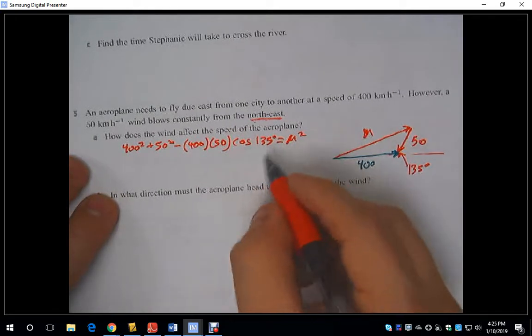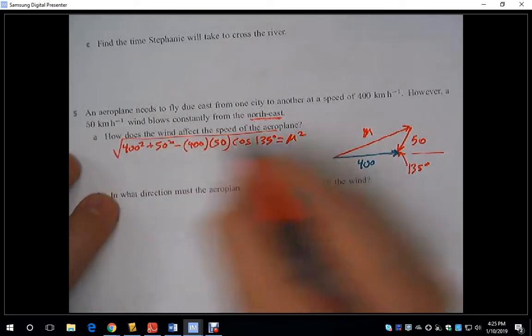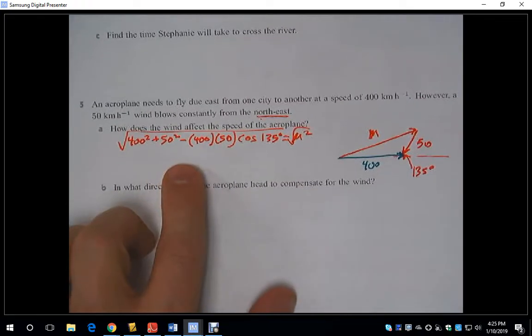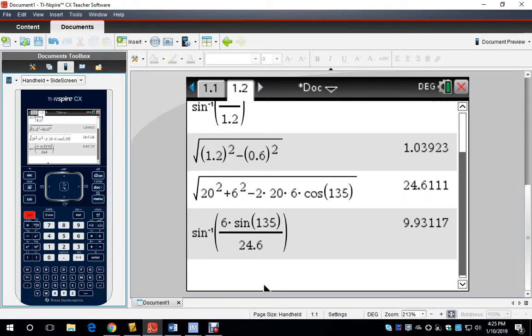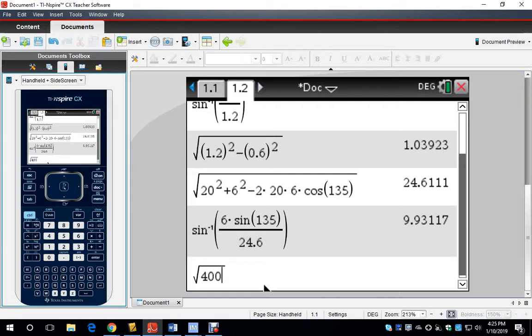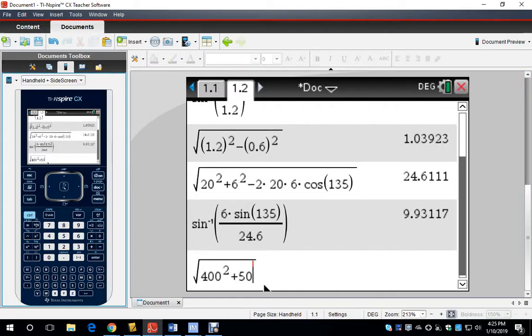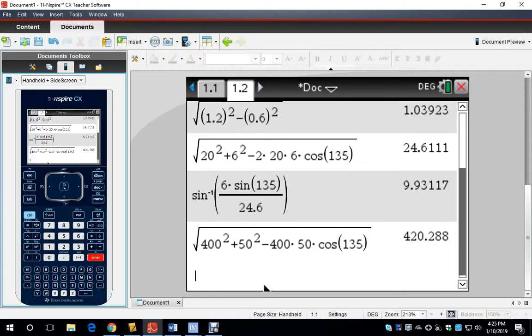And then we take the square root of both sides to get the magnitude by itself, and we'll just throw this into our calculator again to find that we have the square root of 400 squared plus 50 squared minus 400 times 50 times cosine of 135 degrees, and that equals a magnitude of 420 kilometers per hour. Let's just make sure that we did this all right.